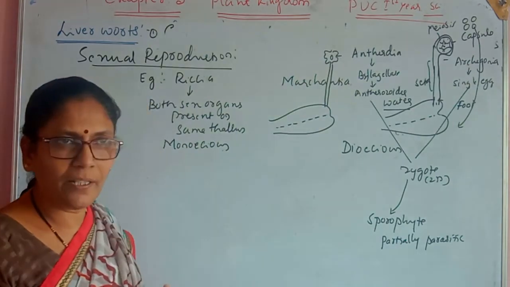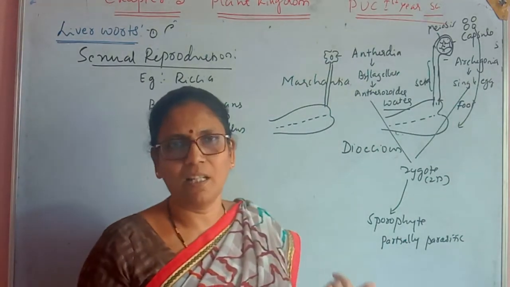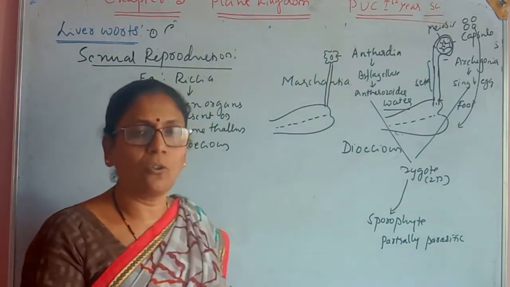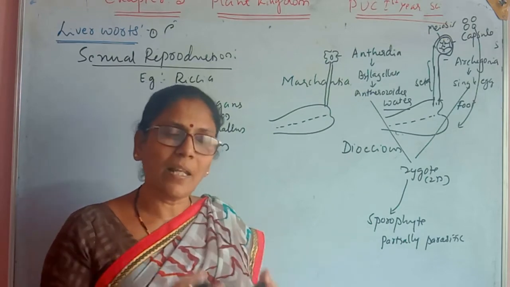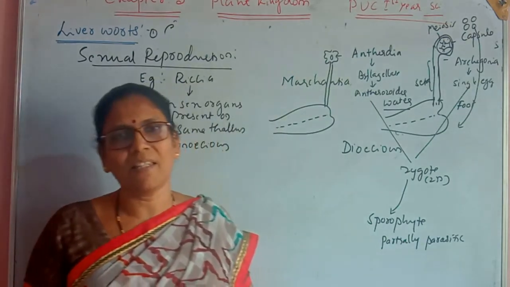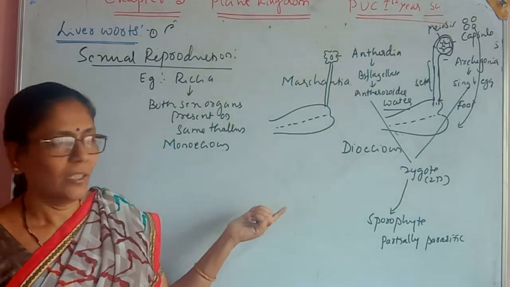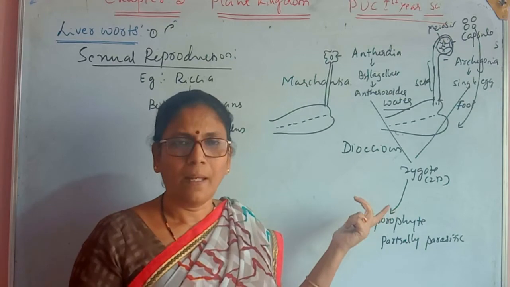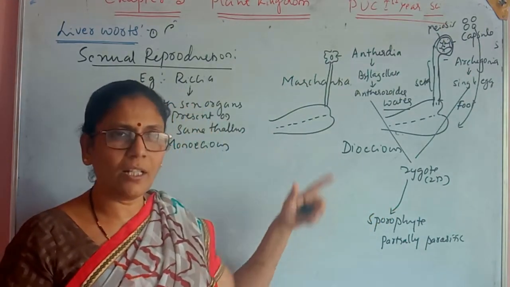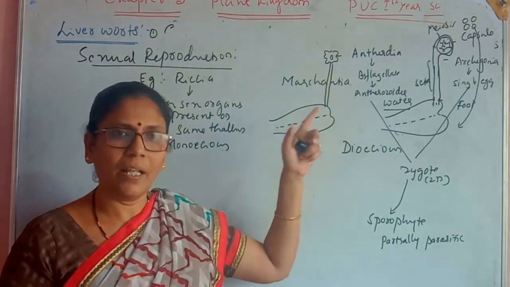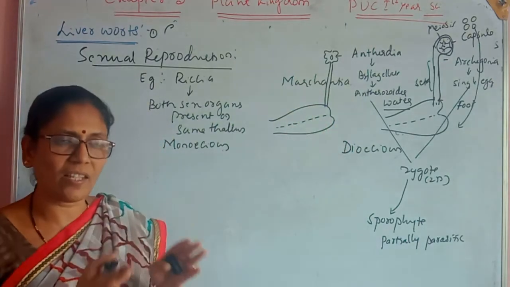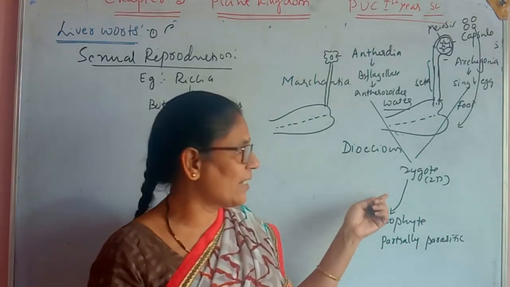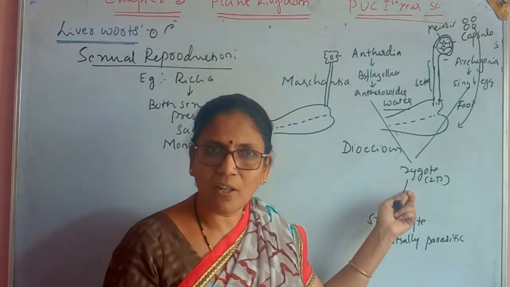One more time I will repeat how sexual reproduction takes place in the liverworts. Sex organs develop either on the same thallus or on different thalli. The male sex organ is called the antheridia, the female sex organ is called the archegonia. Antheridia produce biflagellate antherozoids, which are motile, and they swim in the water and reach the female gamete, the egg, which is present in a flask-shaped structure called the archegonia. The fusion of these two male and female gametes results in a diploid structure called the zygote.